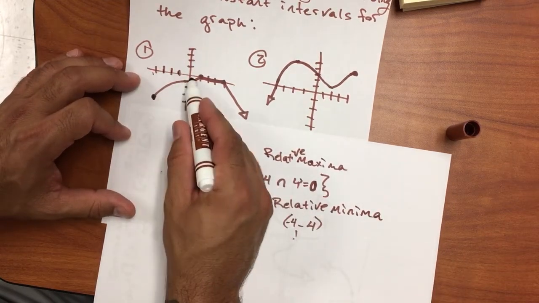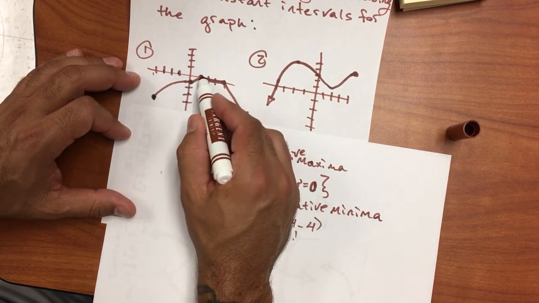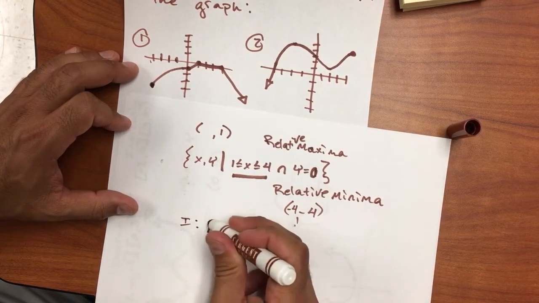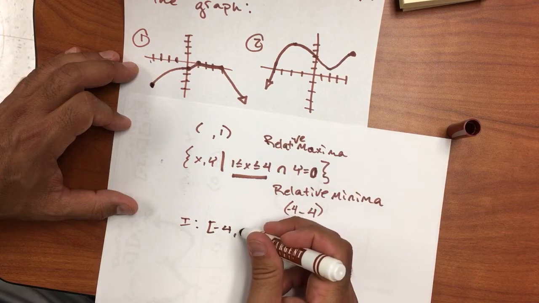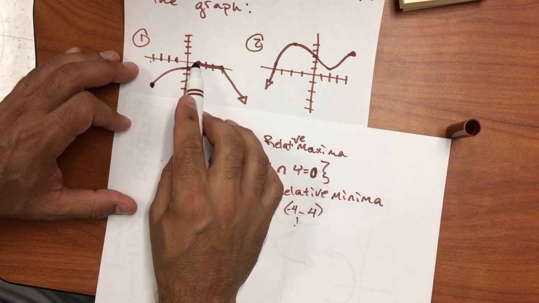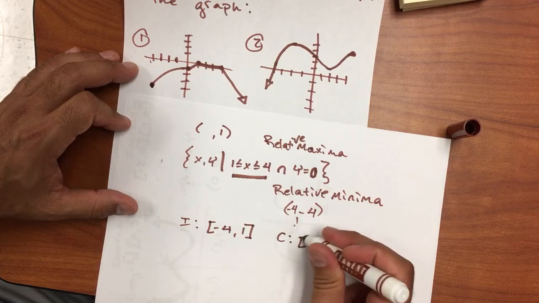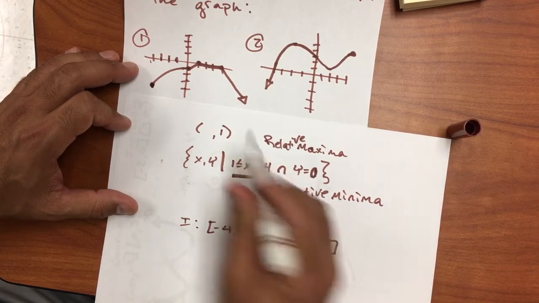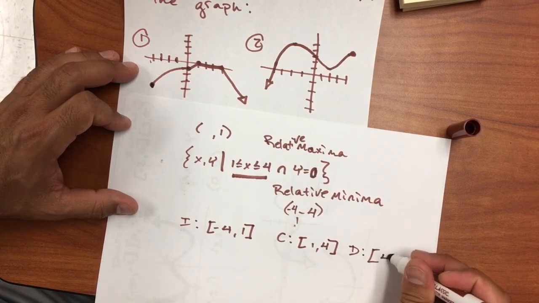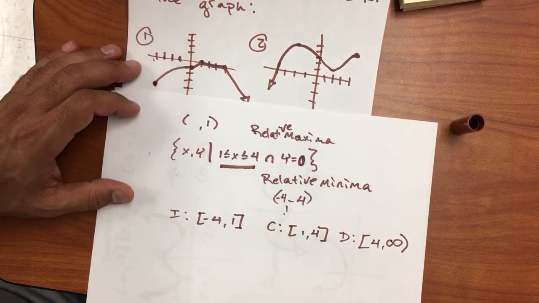Increasing values, it's increasing from here to here. This is at x is negative 4. This is at x is 0. And actually it keeps increasing until x is 1. So I'm going to increase from negative 4 to 1. And then it's going to be constant from 1 to 4. And then it's going to decrease from 4 to infinity. And that's just how we're doing this stuff. So hopefully that makes sense.